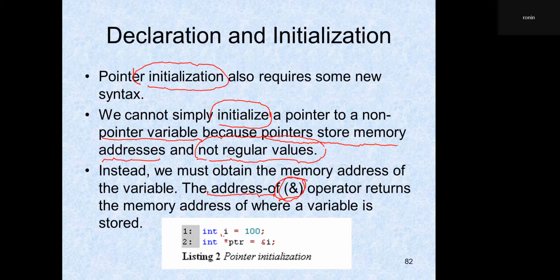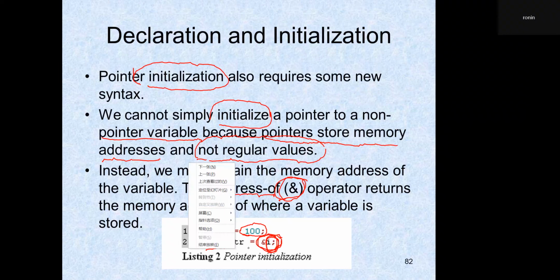Look here, int i equals 100. Then address-of i will return this variable's address. Then we can assign this address to the int pointer ptr. ptr is an int pointer, and i is an int variable. So we use the address-of operator to get the address and assign it to ptr.